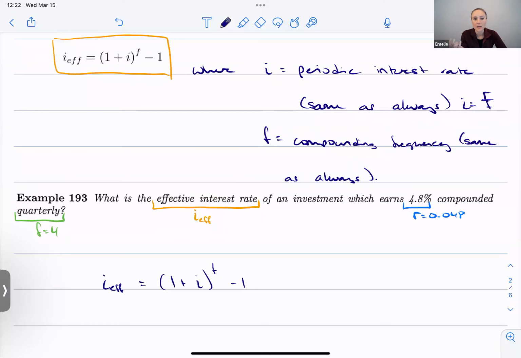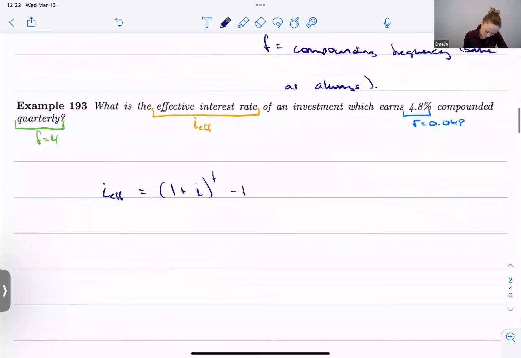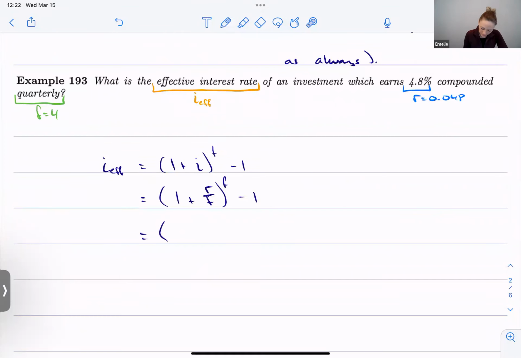So we need I, and what I'm going to start to do more is just calculate I equals R over F inside the brackets here. So this is going to be the same as 1 plus R over F to the power of F, minus 1. I'm not going to show this very often, but it's almost my first time doing it. Sometimes I sneak it in, I know. So 0.048 divided by 4, to the power of 4, minus 1.